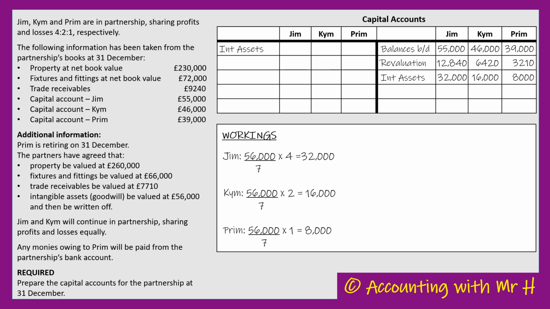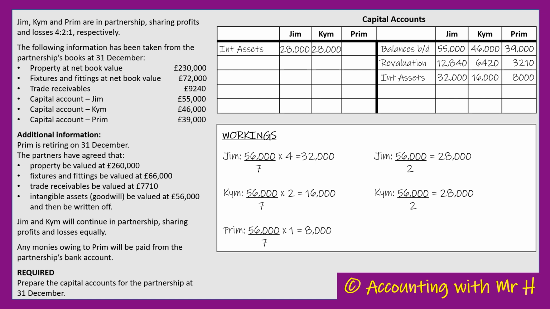And if you look near the end of the question, it said Jim and Kim will continue in partnership, sharing profits and losses equally. So that 56,000, I'm just going to share it 50-50. So Jim, 56,000 divided by 2, 28,000, and we're going to put that on the debit of Jim's capital account. And then Kim, same thing, half to her, and then put that in her capital on the debit side. You'll note I haven't put anything on Prim because Prim's leaving.